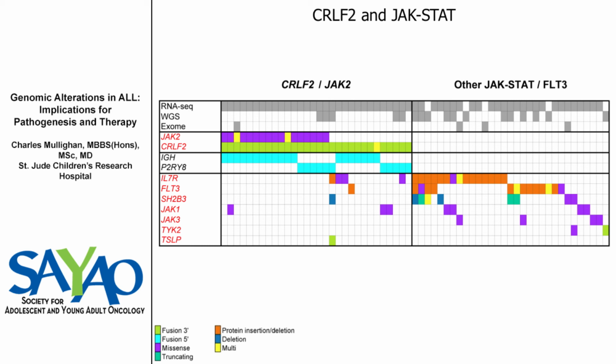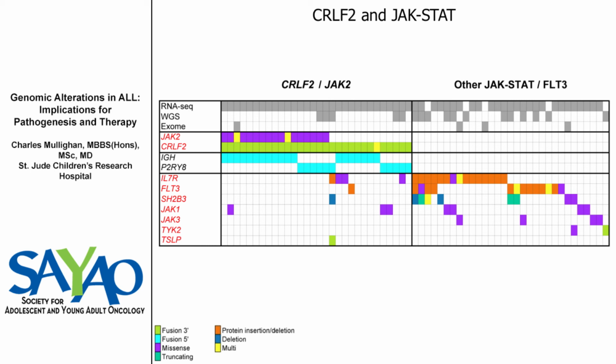It's important to note that not all cases do have rearrangements. So there is an important group of cases that have no rearrangement, but they are characterised by sequence mutations or less commonly deletions targeting JAK-STAT signalling and also FLT3 signalling, or less commonly the other members of the Janus kinase family such as JAK3 and TYK2.